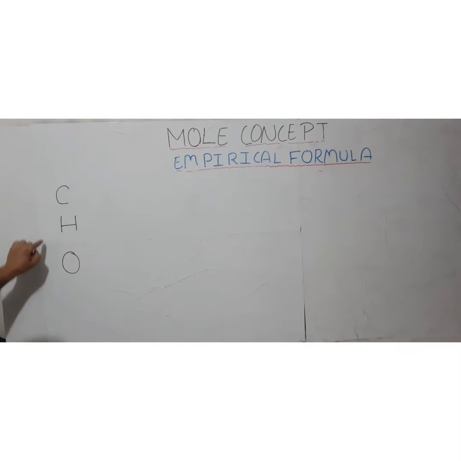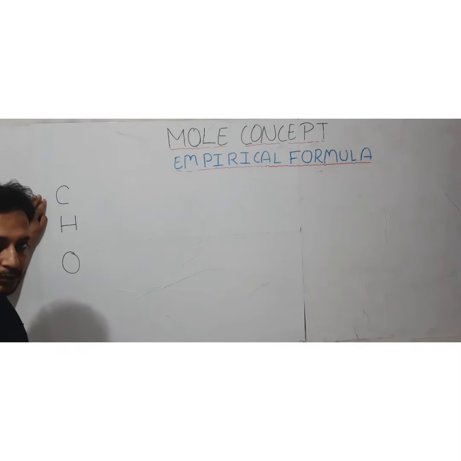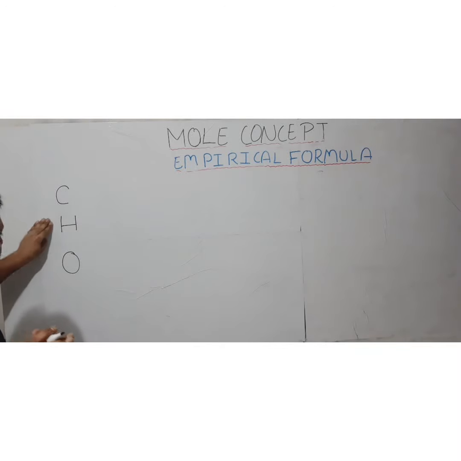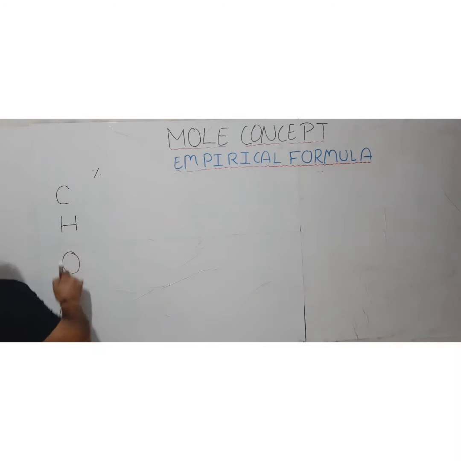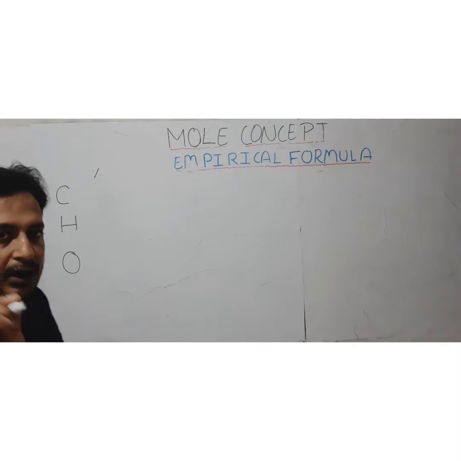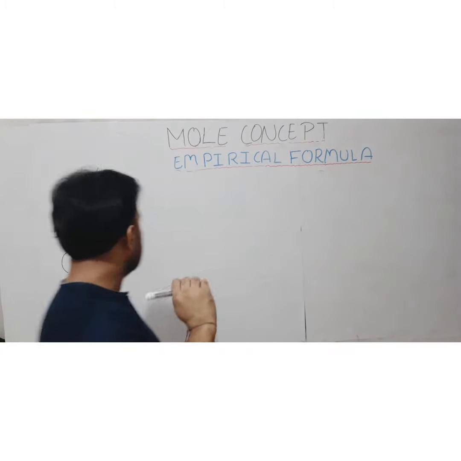I am writing the symbols over here. A compound is there, which contains carbon, hydrogen and oxygen. This is just an example, and they are provided with their percentage. The percentage of the carbon, hydrogen and oxygen in a compound is given.